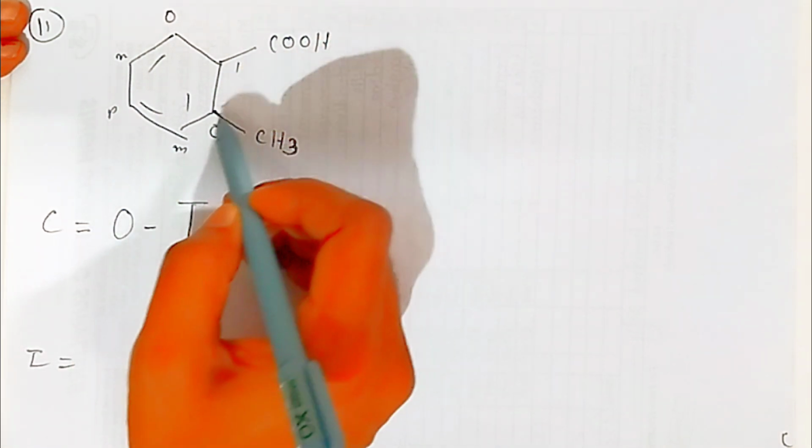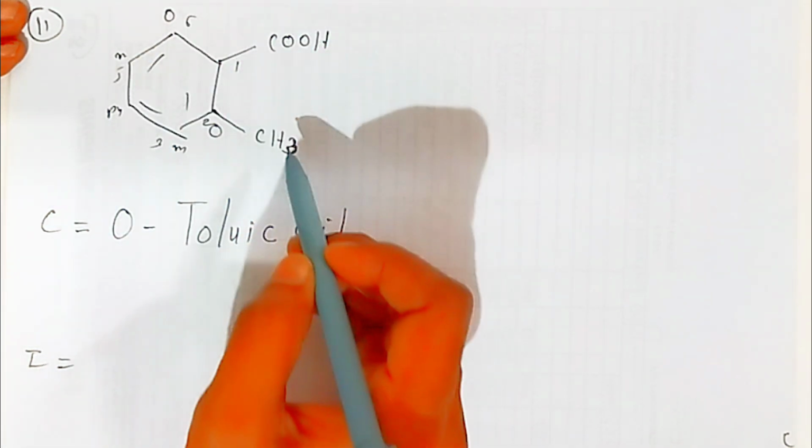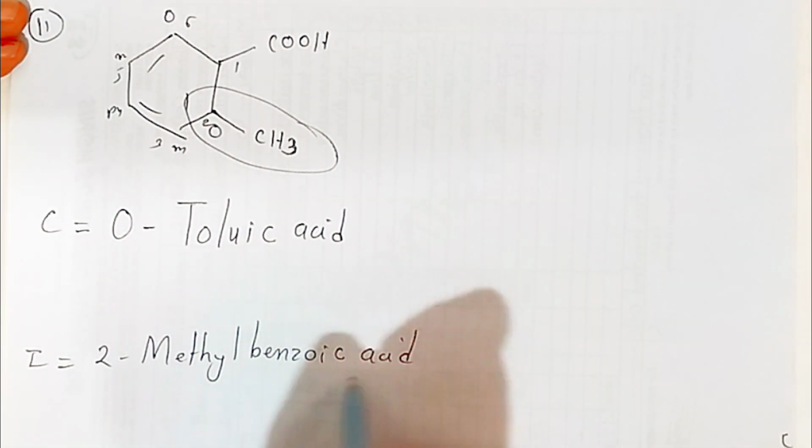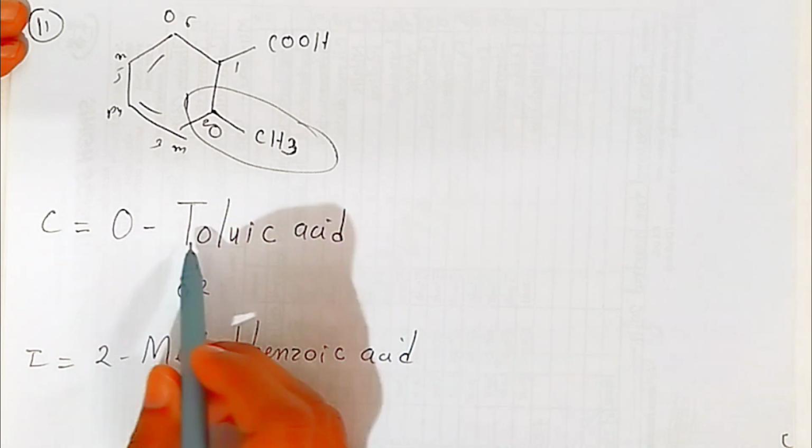Now in the IUPAC name, students, you have to start the numbering. You have to use the numbers 1, 2, 3, 4, 5, 6. At carbon number 2, there is a methyl group. So 2-methylbenzoic acid is nothing but ortho-toluic acid.